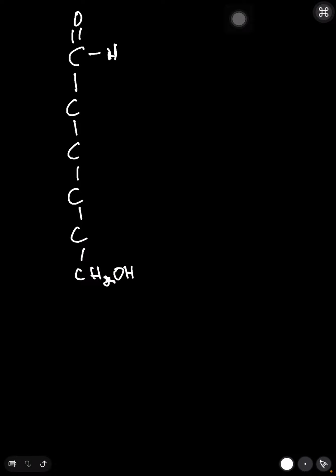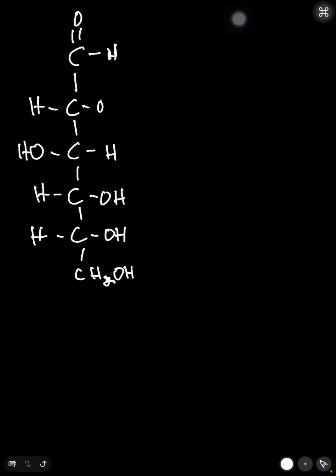All right, let me give you an example here. So I'm going to put D-glucose up here. And if you remember D-glucose, that's an aldohexose. It's got 6 carbons, including an aldehyde group. So I'm going to draw it out real quick.